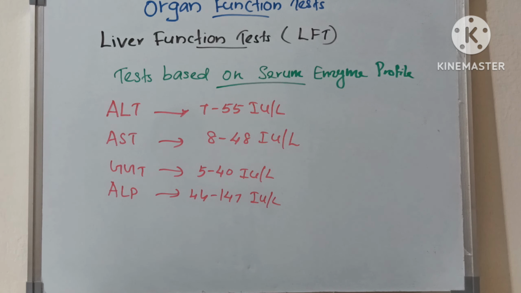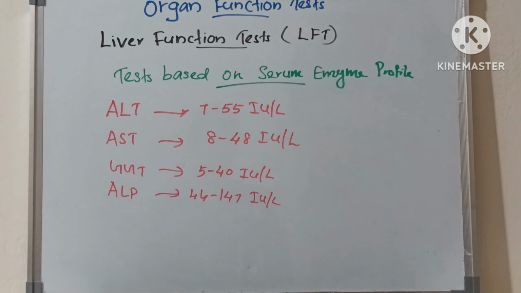Next classification is tests based on serum enzyme profile. Here, activity of various enzymes like ALT, AST, ALP, GGT are estimated. ALT or alanine transaminase, its normal range is about 7 to 55 IU per liter. AST 8 to 48 IU per liter. High levels of ALT or AST indicate liver damage.